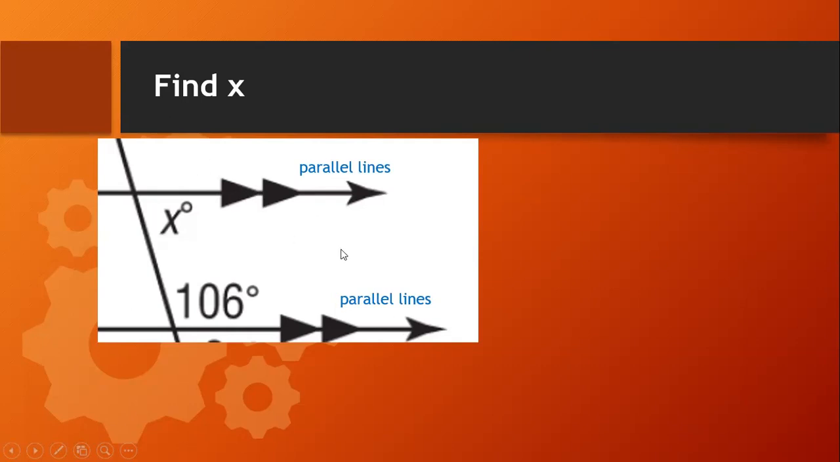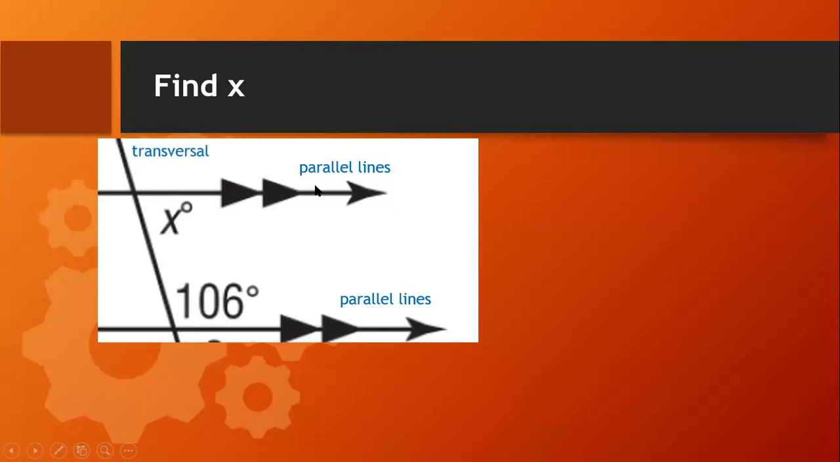And then what else we have that we discovered in the previous slide? There's another line that's here, that's from the previous slide. See if you can identify it before I do. Found it out? That line is the transversal. Very good.